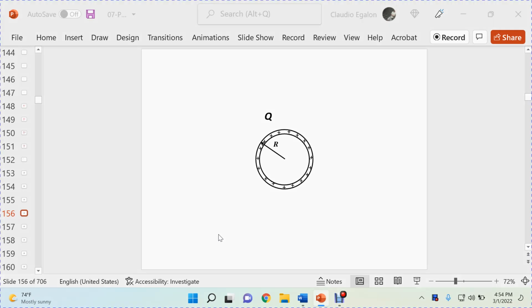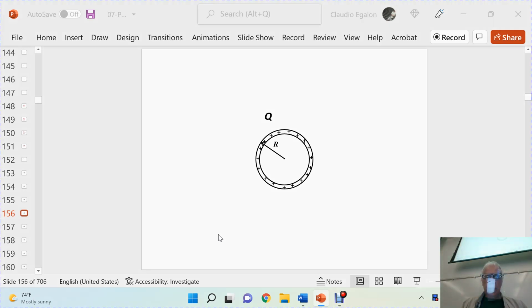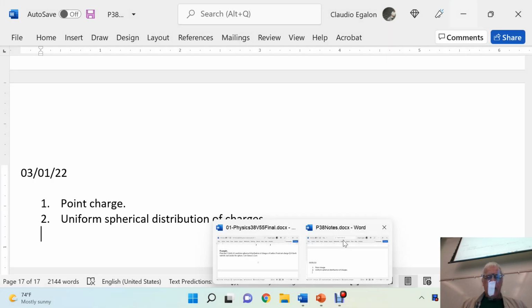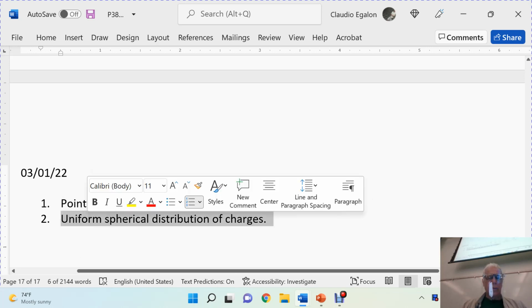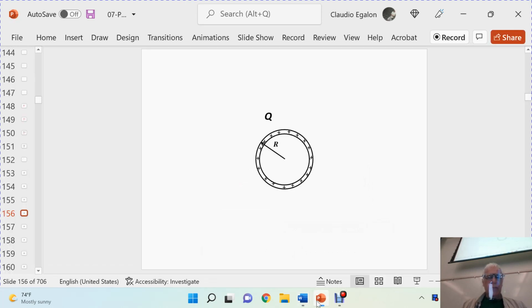Good. So today is March 1st, 2022, and we are solving some problems using Gauss's law. So far we have used Gauss's law to calculate the electric field of a point charge and the electric field of the uniform spherical distribution of charges. The next step would be to find out the electric field of a spherical shell of radius r.